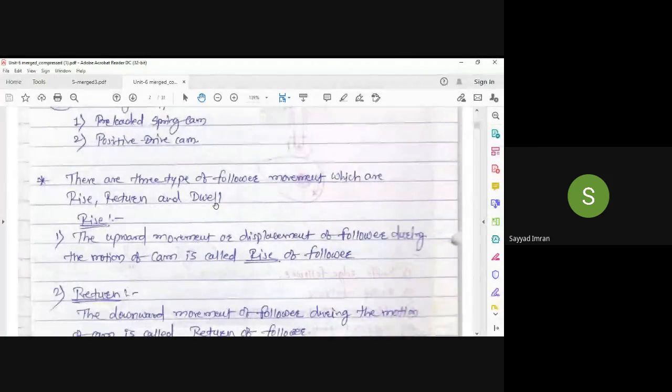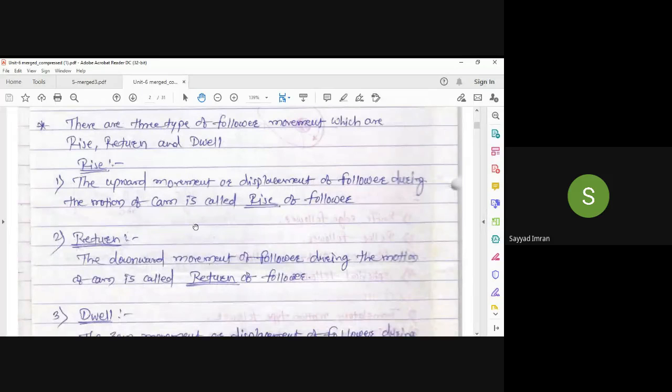So what is meant by rise, or R? First R we have seen. What is meant by rise? Rise is nothing but the upward movement or displacement of the follower during the motion of cam, called rise. It means displacement is increasing, or there is upward movement of the follower. It is known as rise. Return means downward movement of the follower during the motion of cam is called return.